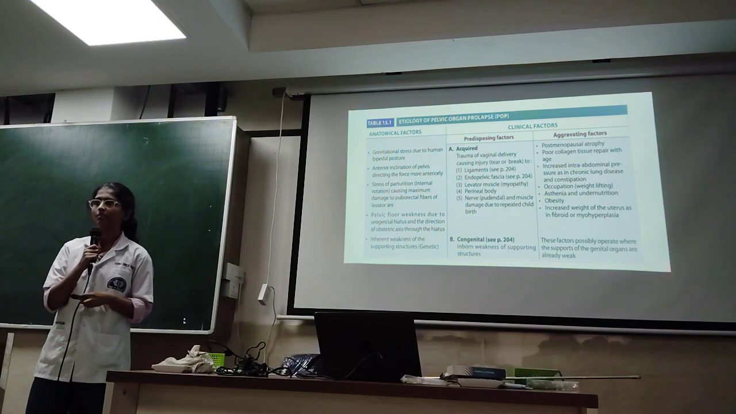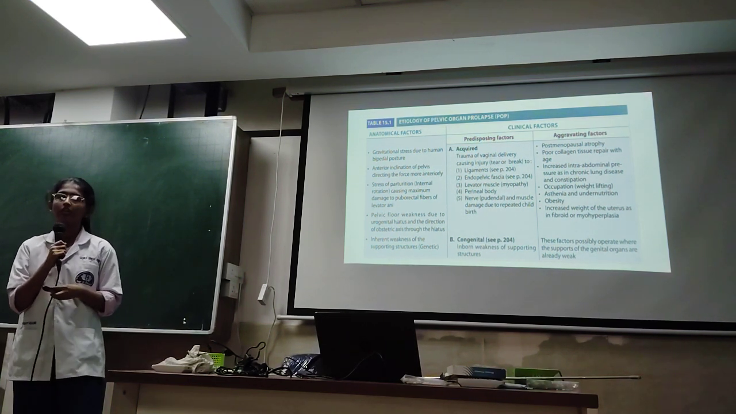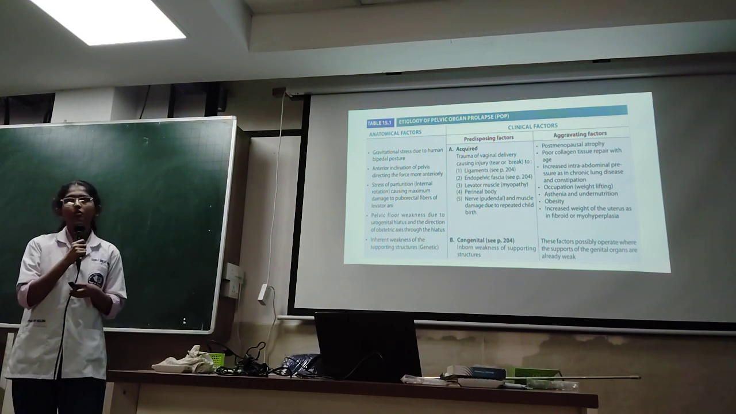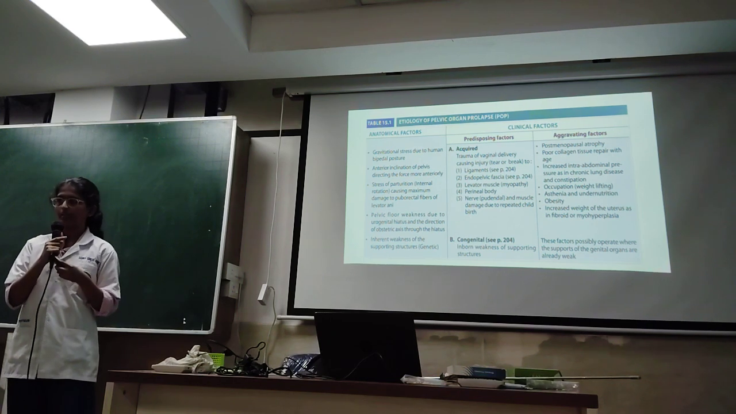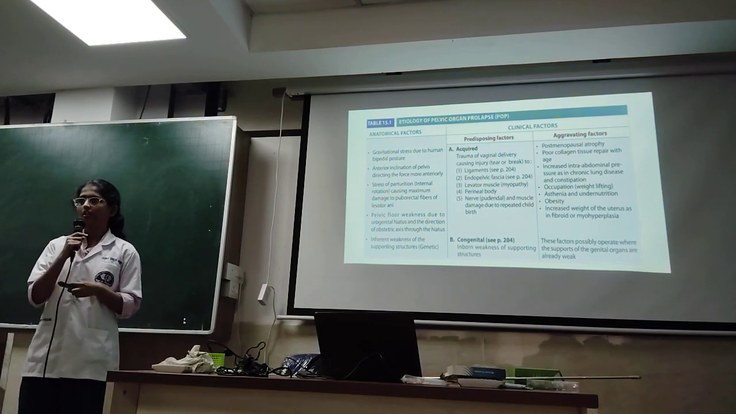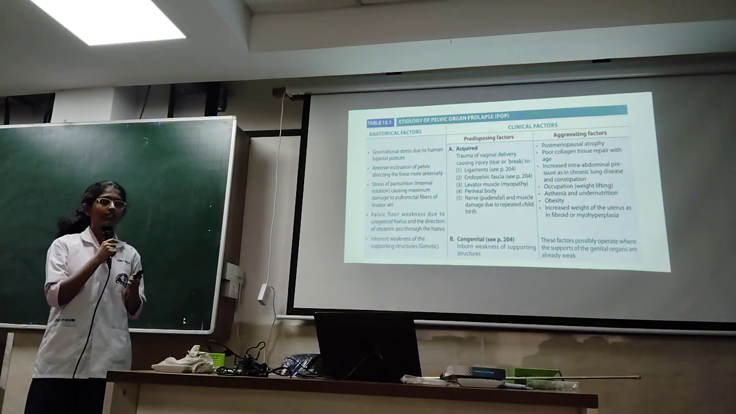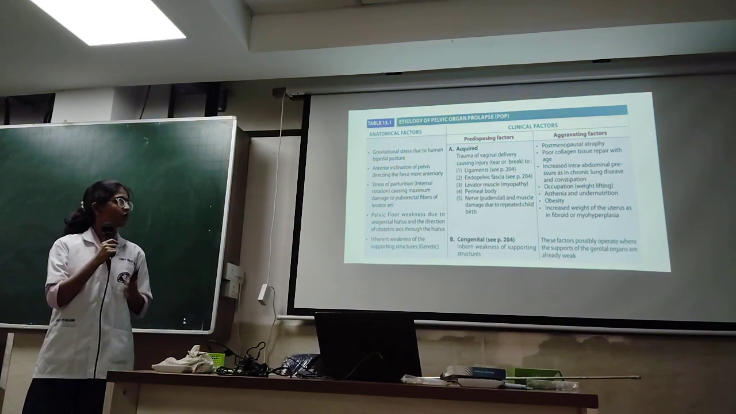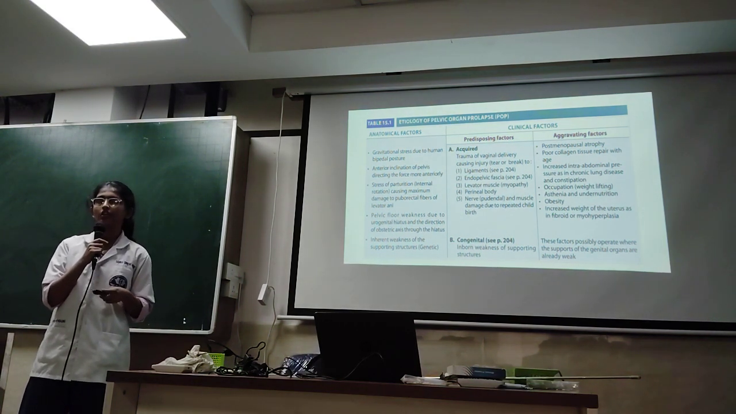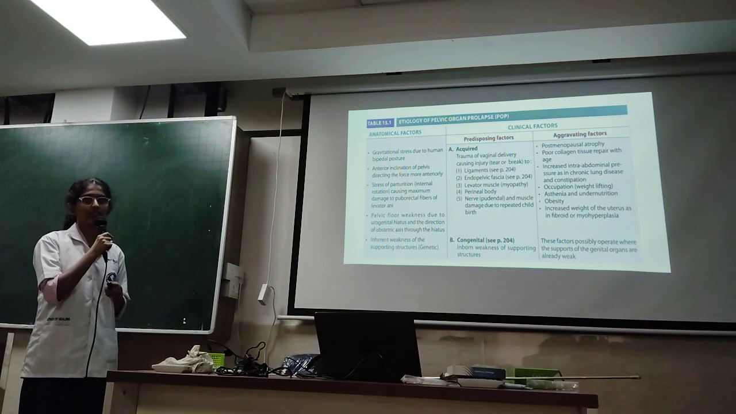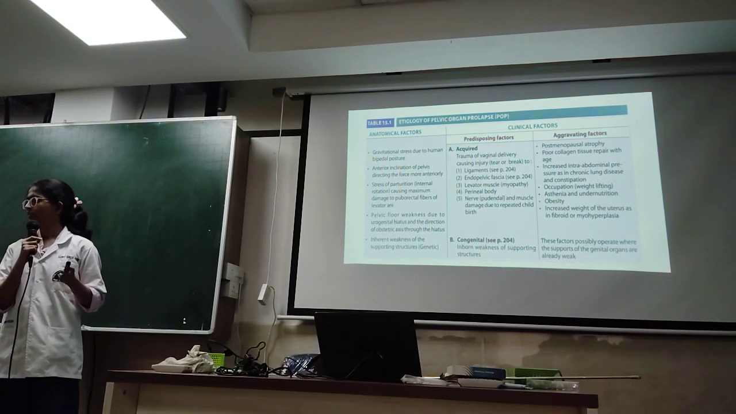The predisposing factors can be acquired and congenital. Congenital is due to the inborn weakness of the musculature support, and the acquired is due to the trauma of vaginal delivery, causing the injury to the ligaments, endopelvic fascia, muscles, and nerves, especially the pudendal nerve. And aggravating factors can be the postmenopausal atrophy, increased intra-abdominal pressure, as in case of constipation, obesity, and weightlifting.